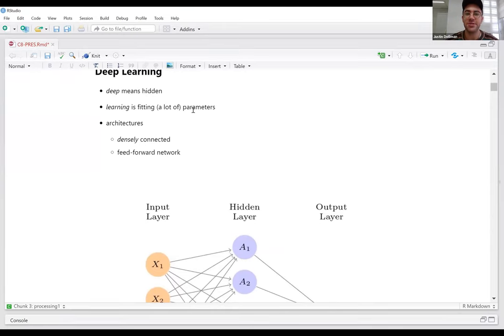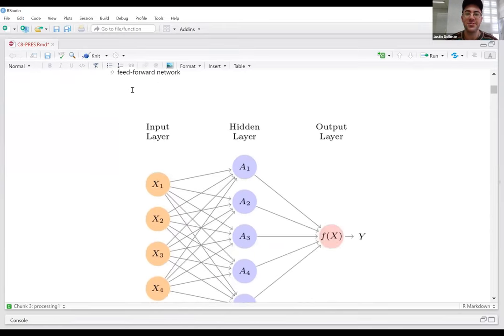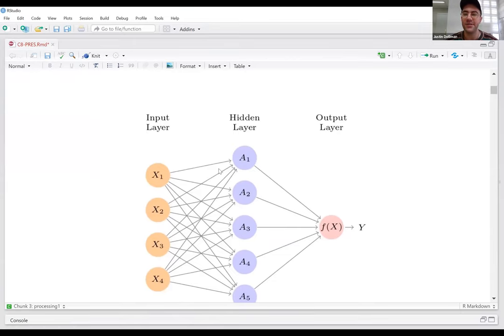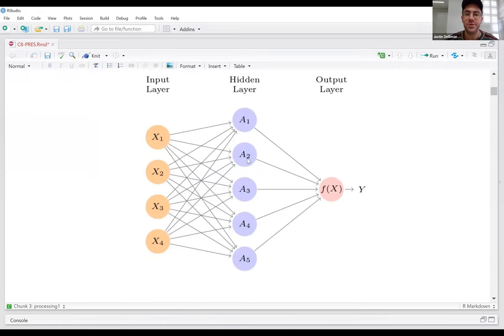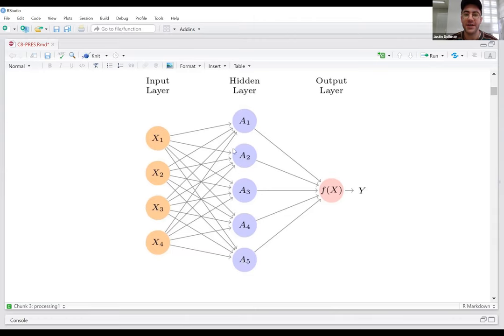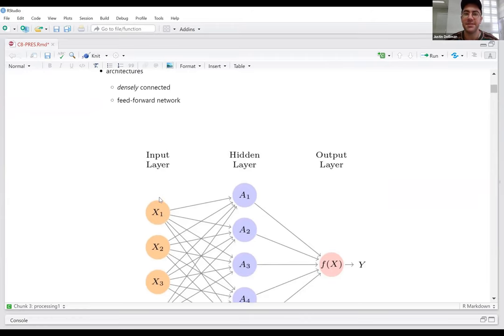And what is learning here? The second word in deep learning. Learning is basically assigning a numeric value to every single one of these arrows. What's going on here is there's basically a weight matrix that transforms these four inputs, gets a linear function of these inputs and maps it to each one of these nodes. One thing that's new is that we have these five hidden nodes and each one of these is a linear function of these four. So that's pretty wild.